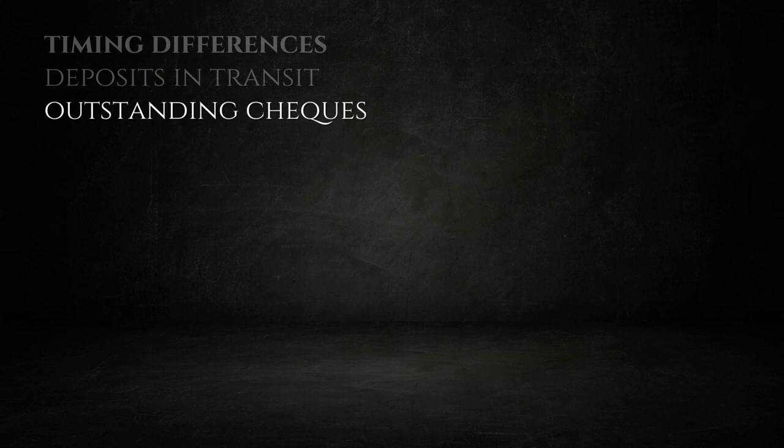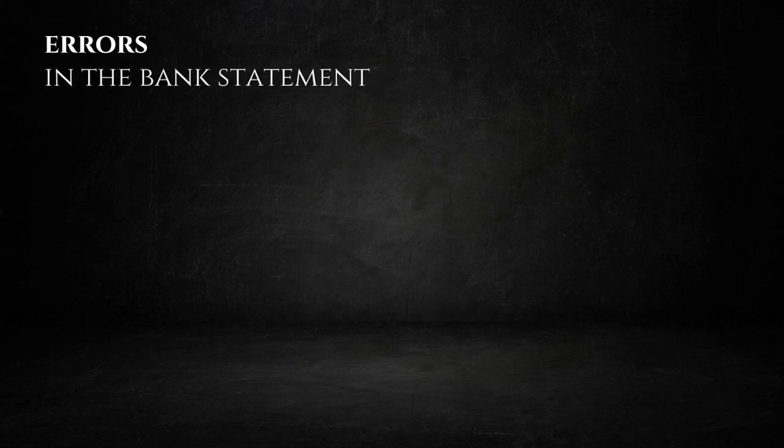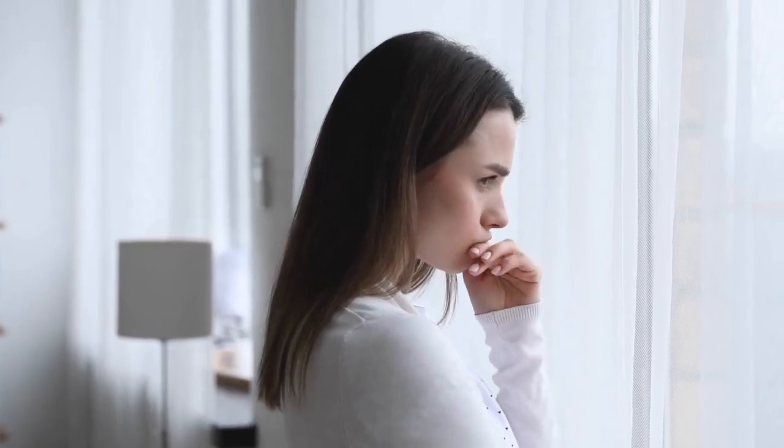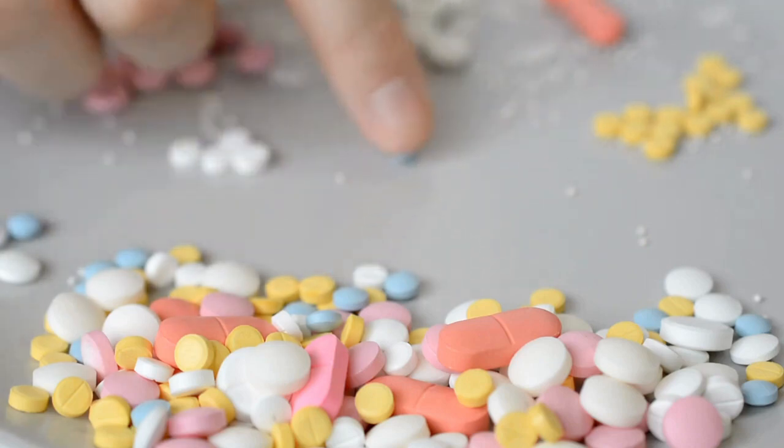Last but not least, we have errors. Yes, the wonderful world of human mistakes. These errors can be made by either the bank or the accountant preparing the cash book. It's always fun when someone messes up, right? But don't worry, we'll track down those errors and make sure everything is sorted out.